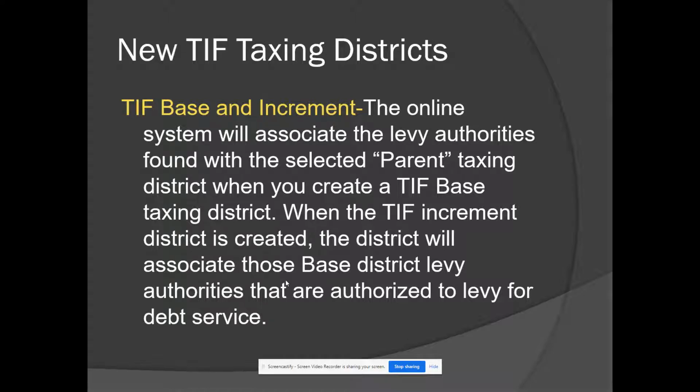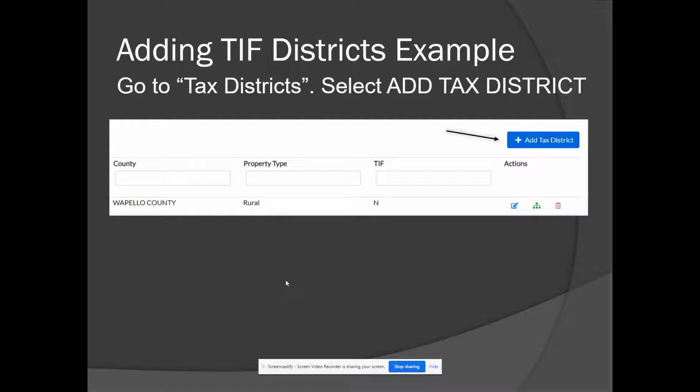So that way the system then knows that you need to associate the base district levy authorities that are authorized to levy for that area, and then an increment which are authorized to levy for debt service. The system will do that work for you, but it does it by knowing which parent district, or where this is actually happening currently.